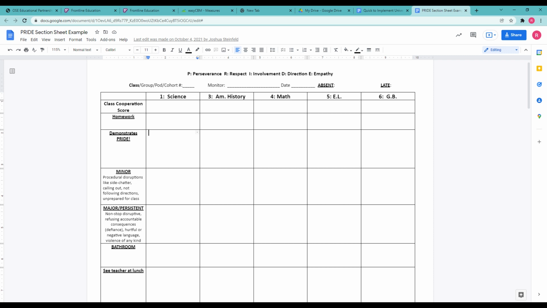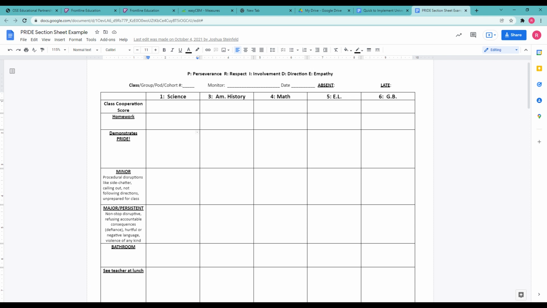This also allows teachers to keep track of when a student engages in a major disruptive behavior in the classroom. In addition to that, if this is being used in a middle or high school where the students are traveling from class to class, teachers can keep track of who's been to the bathroom. And then finally, if something occurs, either positive or negative, and the teacher would like to see that student at lunch, there's a place here to document that as well.